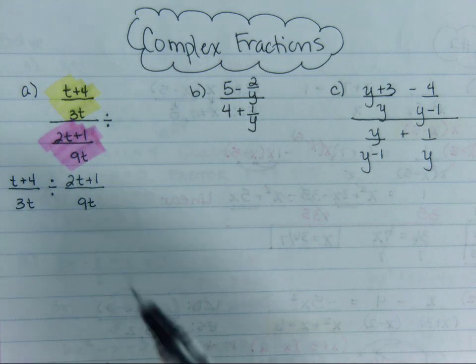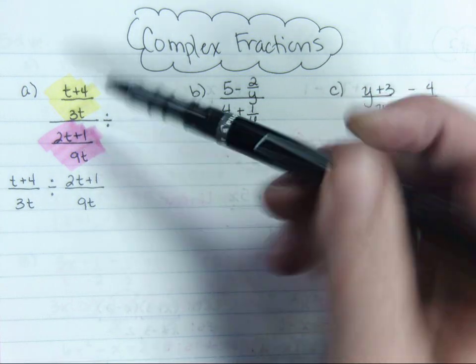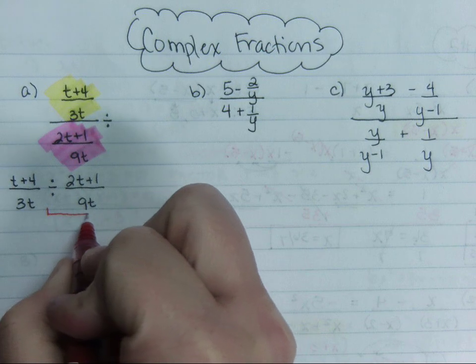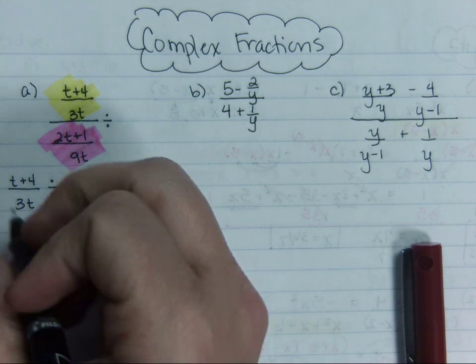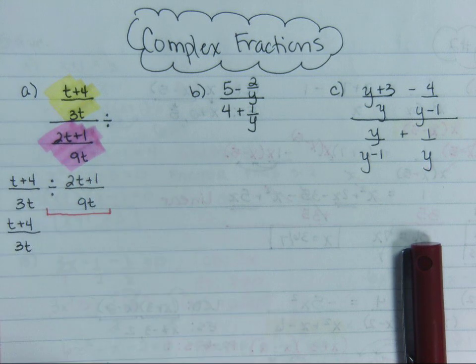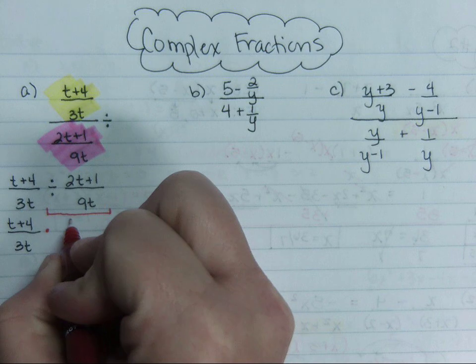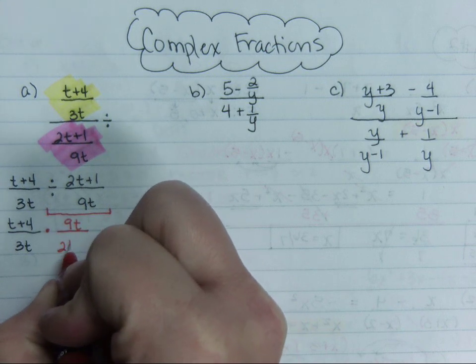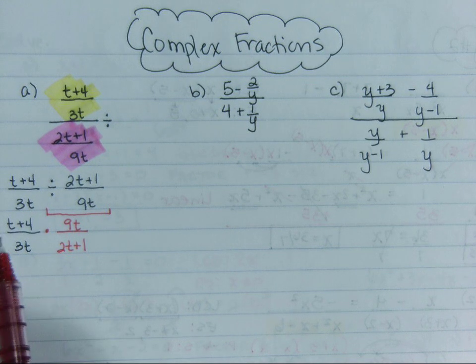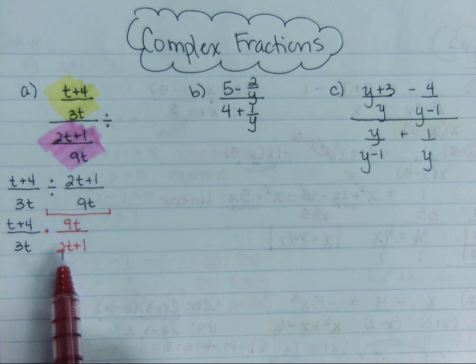So what we've done is we've taken a division problem that's written vertically and rewritten it horizontally. And the purpose of that is that now we can multiply by the reciprocal. So now I'm going to multiply by that right-hand fraction. So I'm going to leave my t plus 4 over 3t fraction alone and multiply by the reciprocal of the right-hand fraction. Now I have a multiplication problem. So I need to make sure that anytime I have two terms in the numerator or the denominator, that they are completely factored.